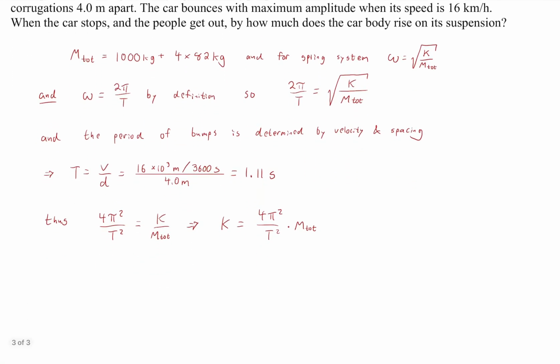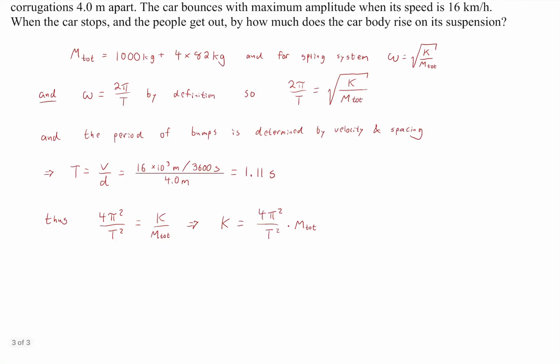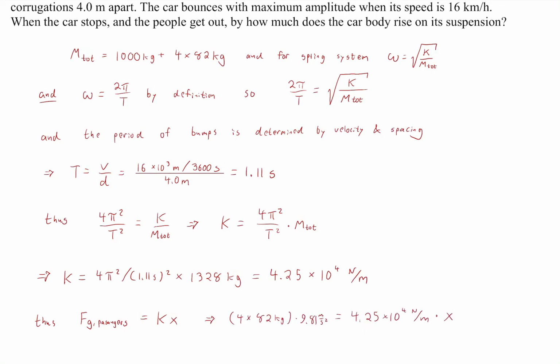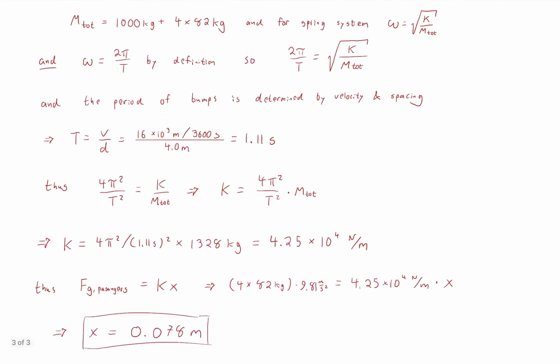And so then we can plug that back in and solve for the spring constant. Once we have the spring constant of the car, we can simply find out how much the car was compressed by the passengers within, and then solve for how much the car will uncompress, and it will lift up by 7.8 centimeters.